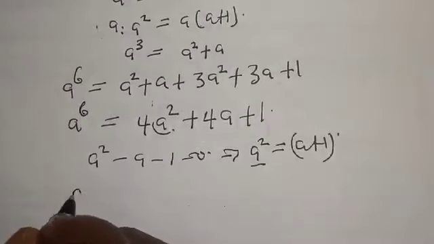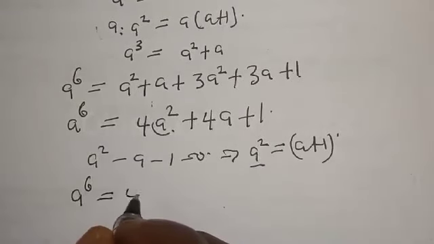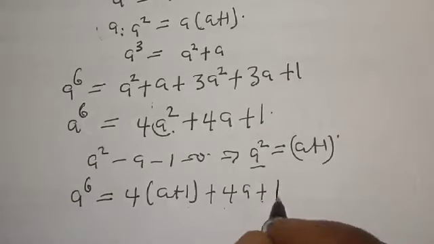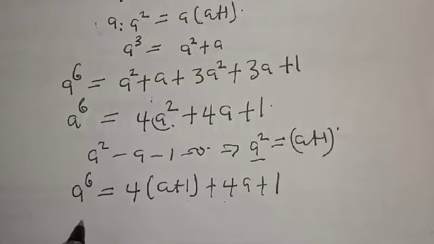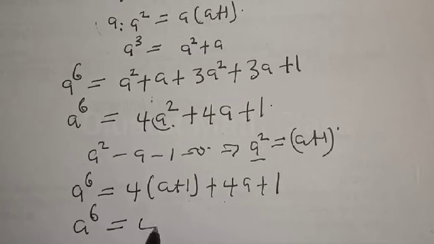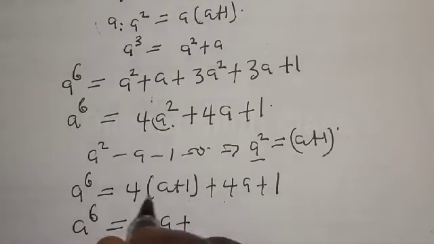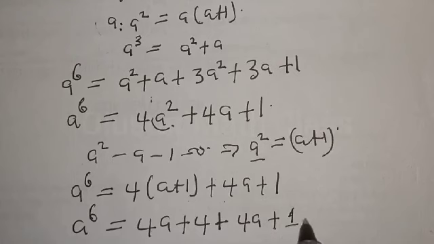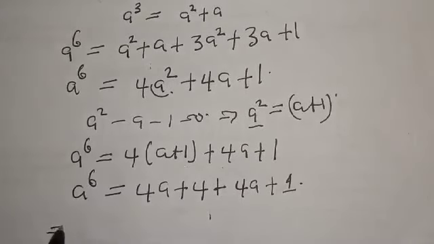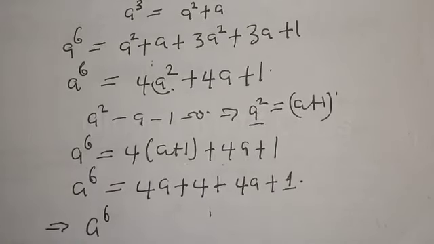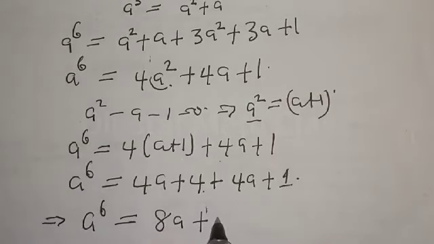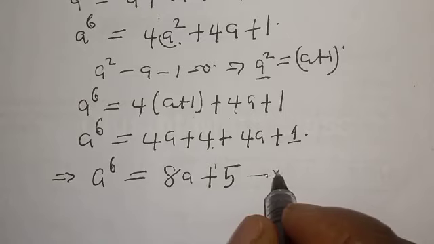This implies that a raised to the power 6 is equal to 4 into a plus 1 plus 4a plus 1. Now let's open this bracket. We have a raised to the power 6 equal to 4 times a, 4a, plus 4 times 1, 4, plus 4a plus 1. Here is 4a plus 4a, we have 8a plus 4 plus 1, that is 5. Let's call this equation star.